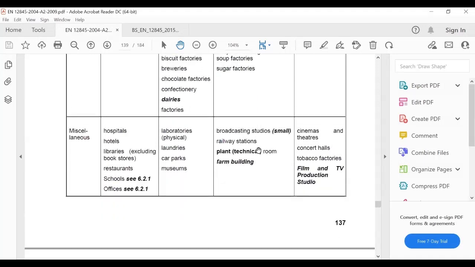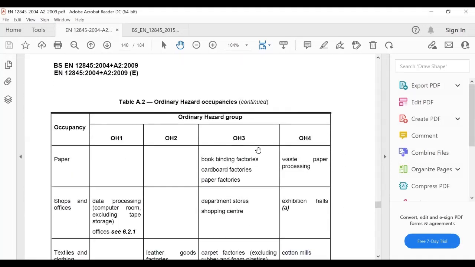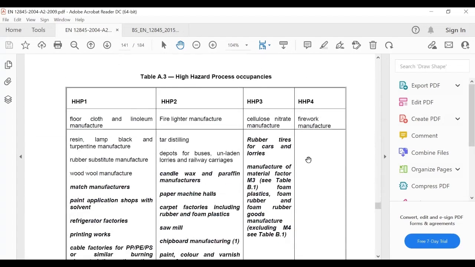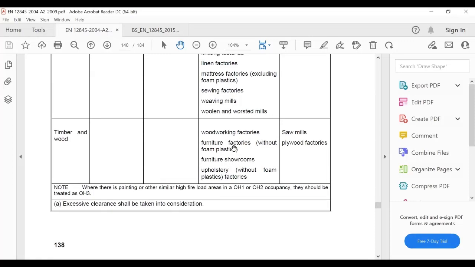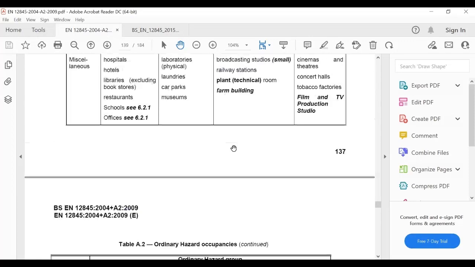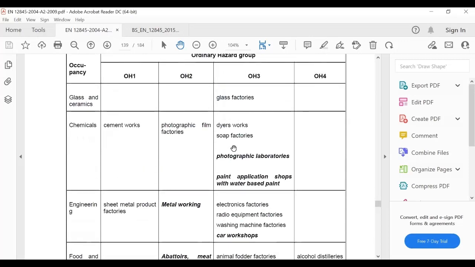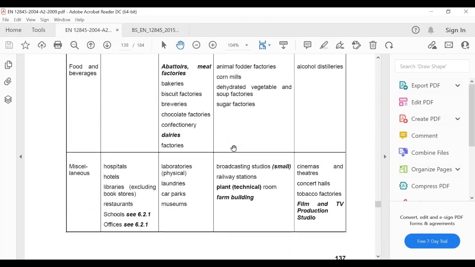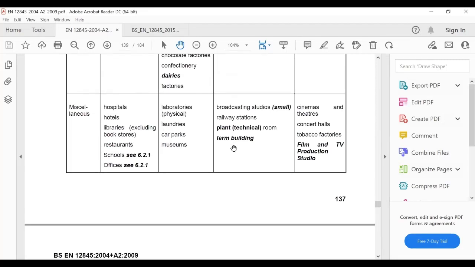For example, if it is an office building, usually it is ordinary hazard 3: shop and office buildings, department stores, shopping centers. So that is ordinary hazard 3. Likewise, if it is something dealing with paper, book binding factories, cardboard factories, paper factories, and things like that, it is ordinary hazard 3. And there are things of ordinary hazard 4. Like that, the hazard class has been listed in these codes with examples like this. So sometimes if you want to do a real in-depth analysis on this hazard level, then you'll have to do a good calculation about the fire load of that particular building. And based on that, you can initiate your design.